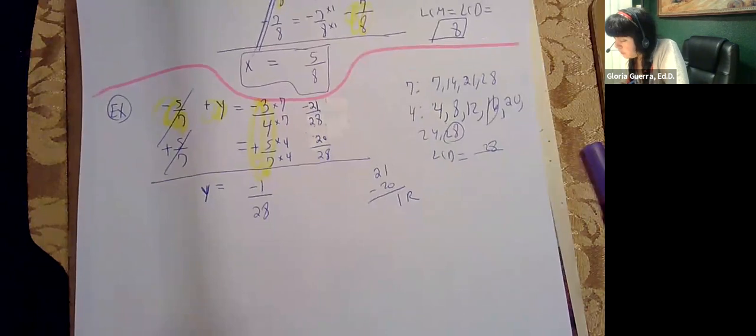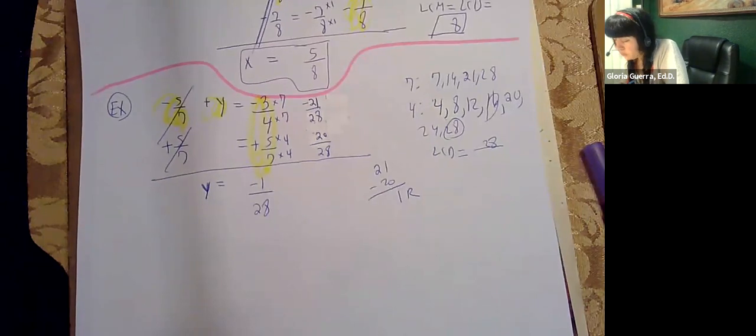Sorry, dozing off again. Sorry. So let's see. Are you okay with those fractions that I got? Negative 21 plus 20 is a negative 1 over 28.